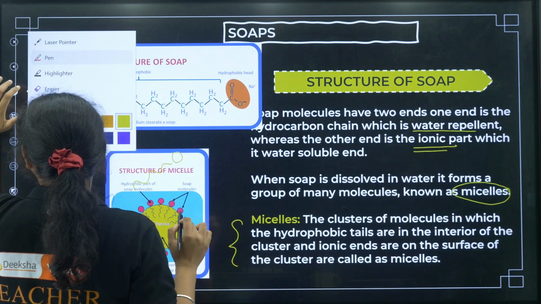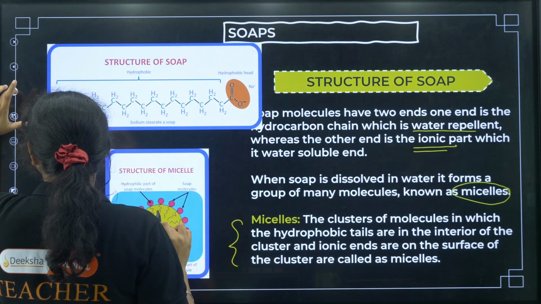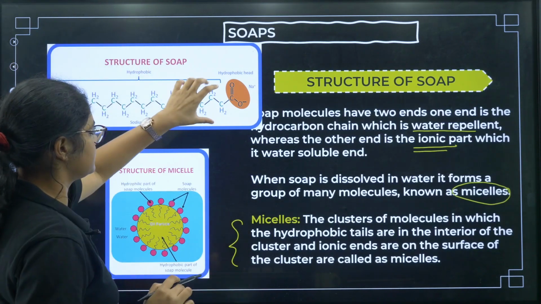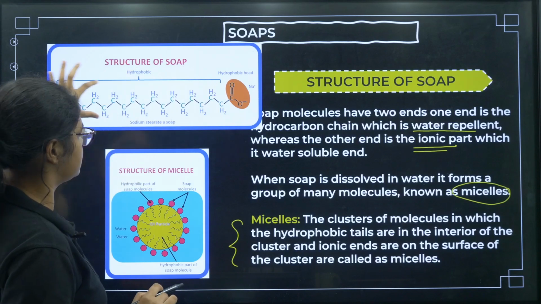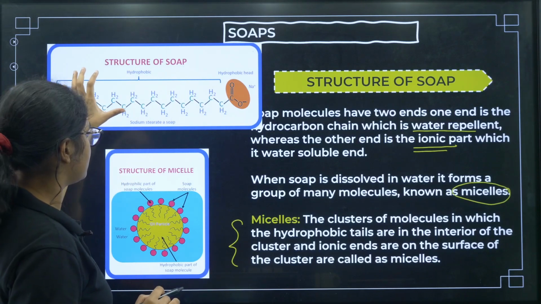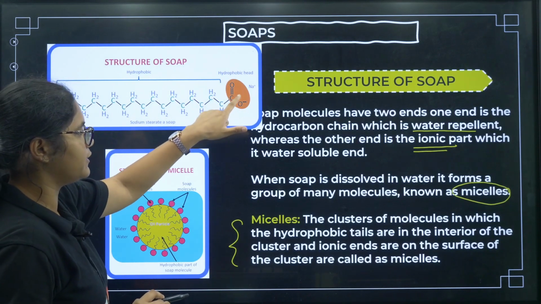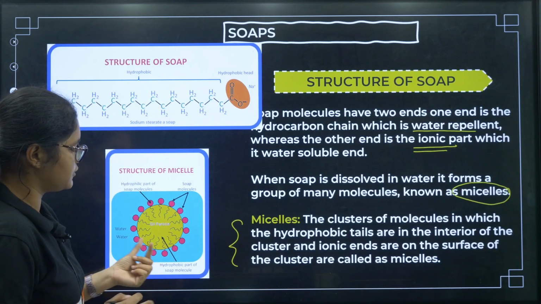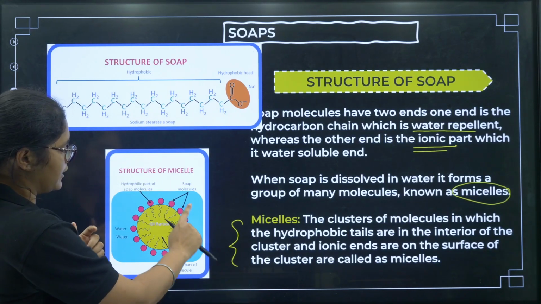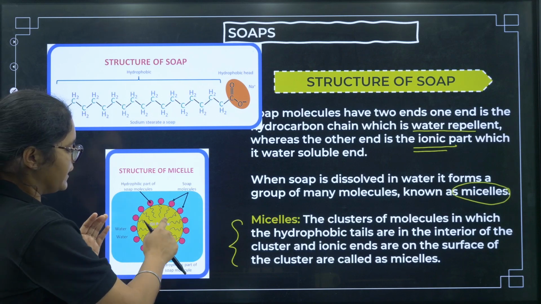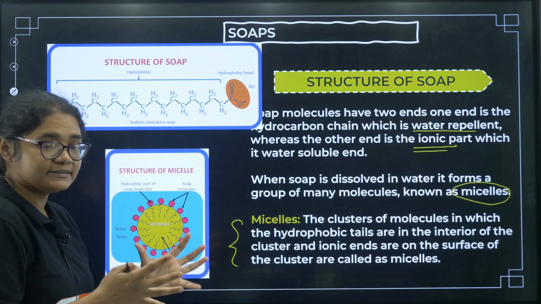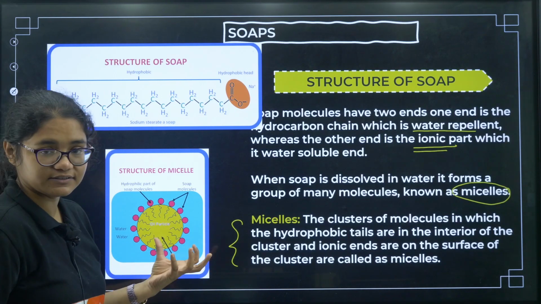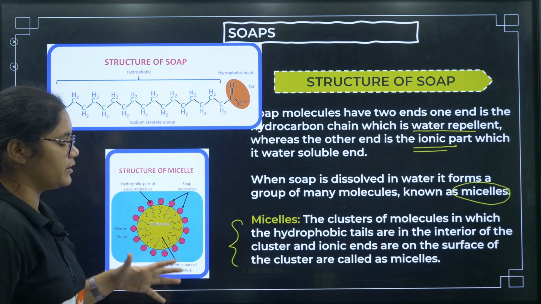You can see here, this is the structure of soap, and this is the ionic part, and this is the non-ionic part or hydrophobic part, and this is the hydrophilic part. When you dissolve this in water, it forms a cluster of these particles like this, where the ionic part is towards the water and the chain is towards the inside of the cluster. This arrangement is called a micelle.